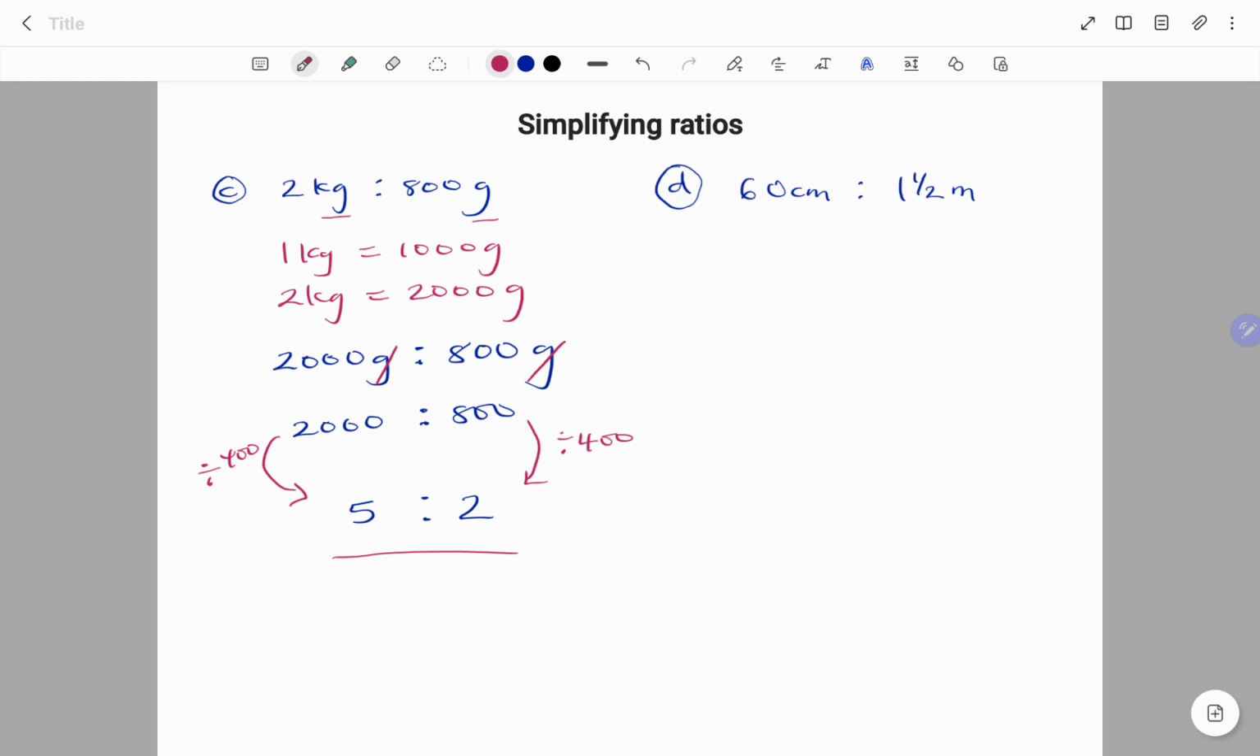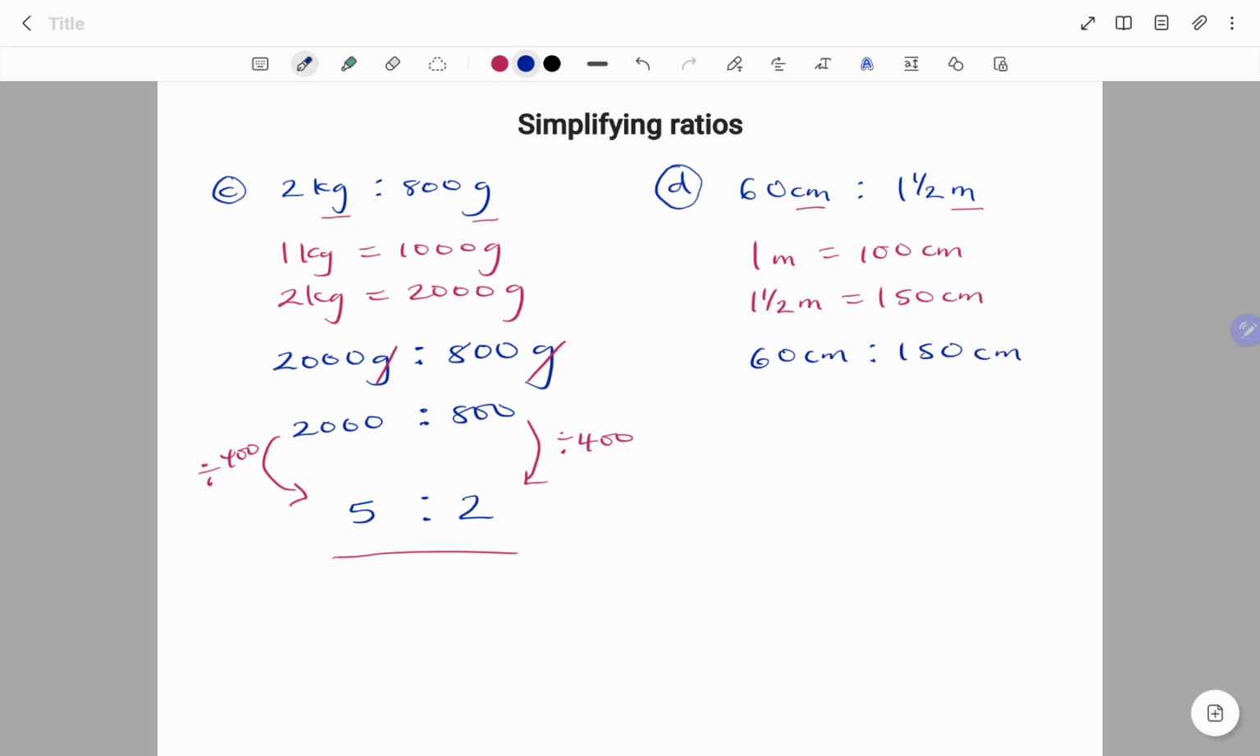In this example, I have 60 centimeters to 1.5 meters. Once again, I need to check and make sure that the units are the same. They are not, so I'm going to be changing my meters to centimeters. I know that 1 meter equals 100 centimeters. Thus, 1.5 meters will give me 150 centimeters. Slotting that back into my ratio, I'm going to have 60 centimeters to 150 centimeters.